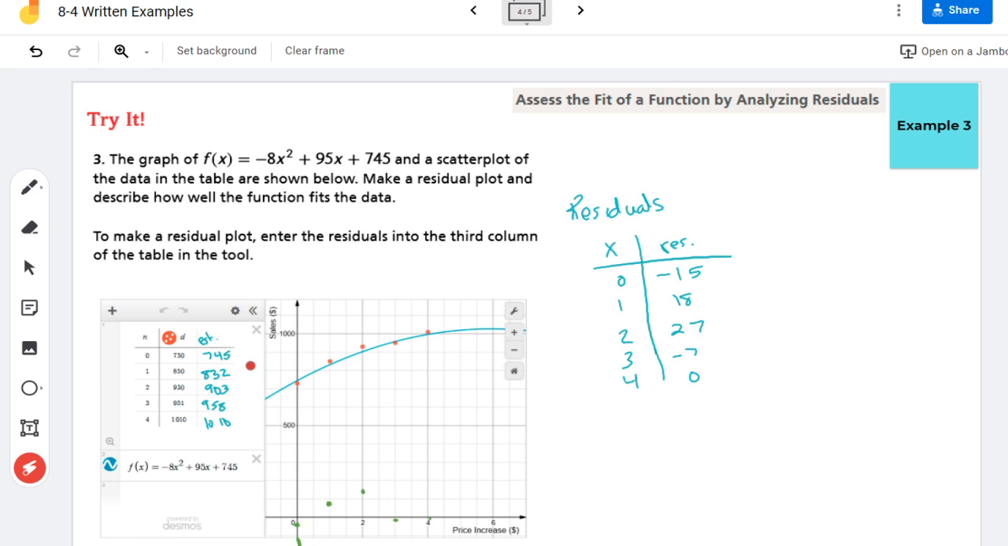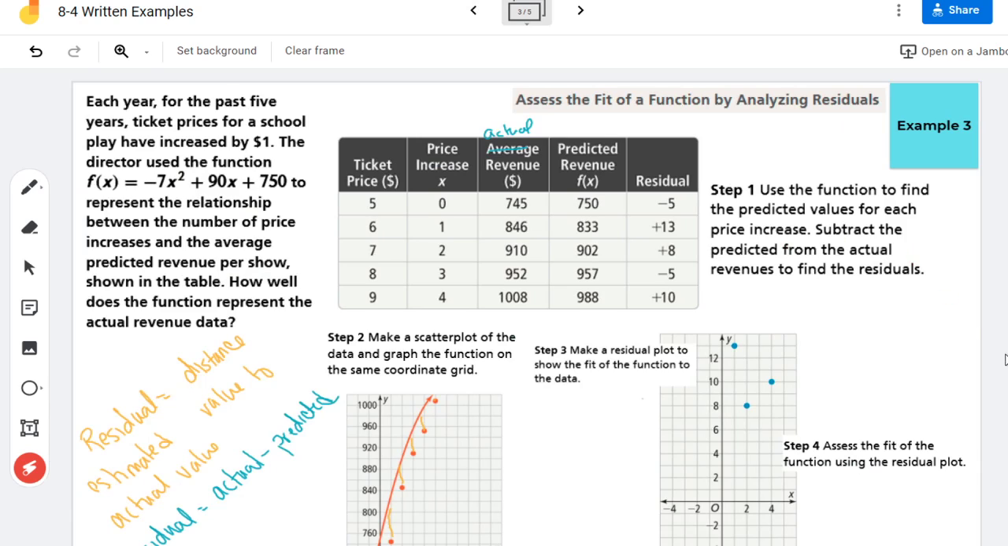Okay. So there we have it, guys. There is how to assess the fit of a function by analyzing residuals. Until next time.